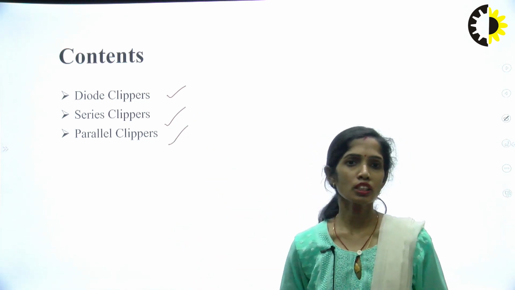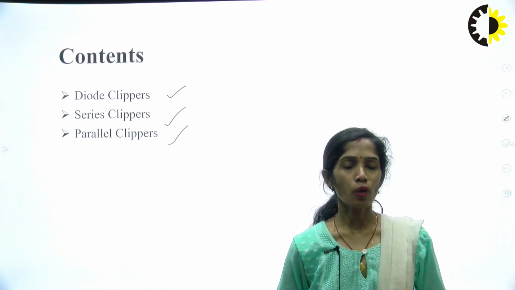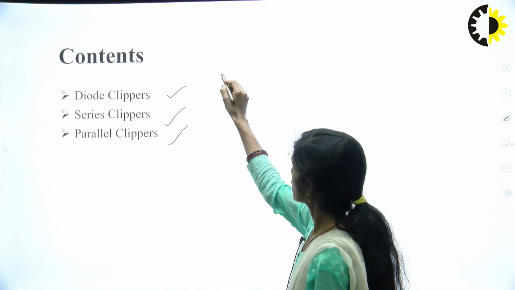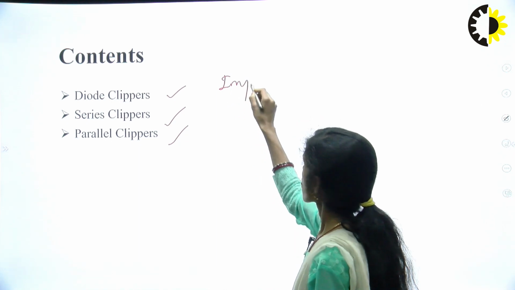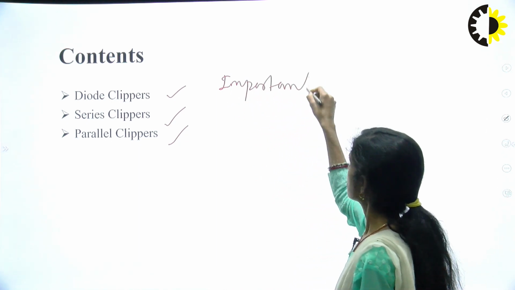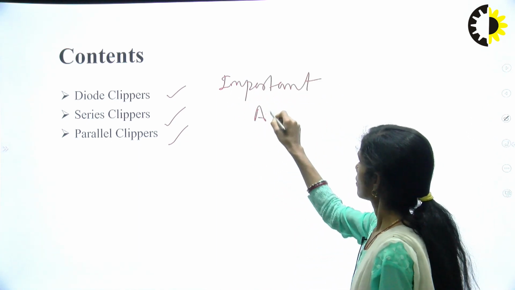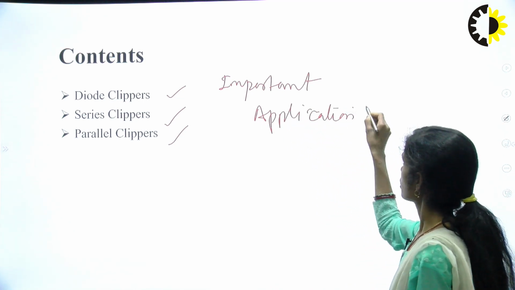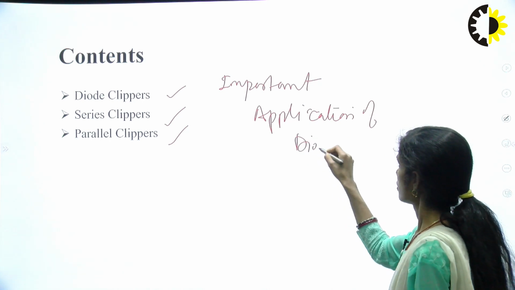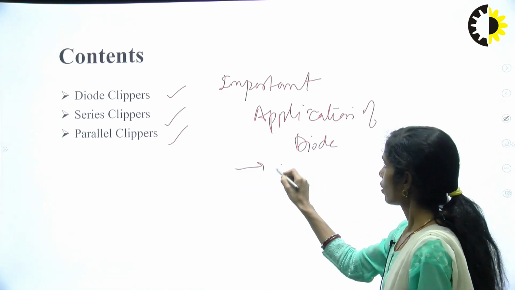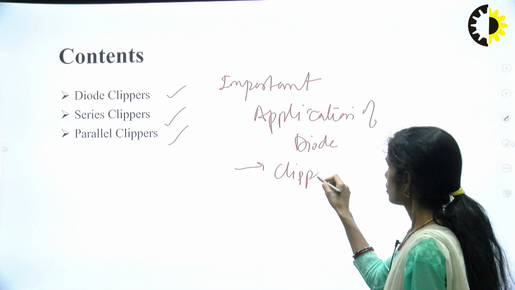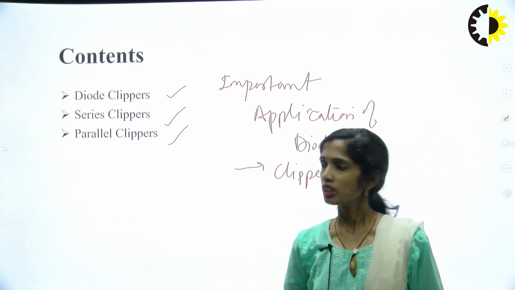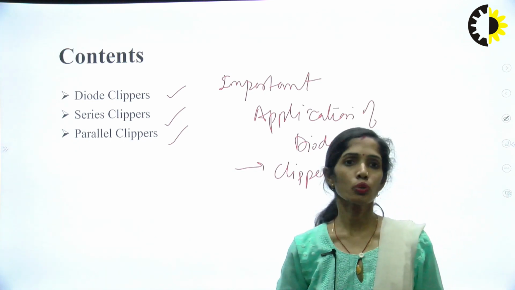So, we are going to discuss a very important application of the diode, that is the clipper. This is an important application of the diode that can be used in various electronic circuitries. This is called a clipper. A diode can be used in a circuit to remove some portion of the signal.